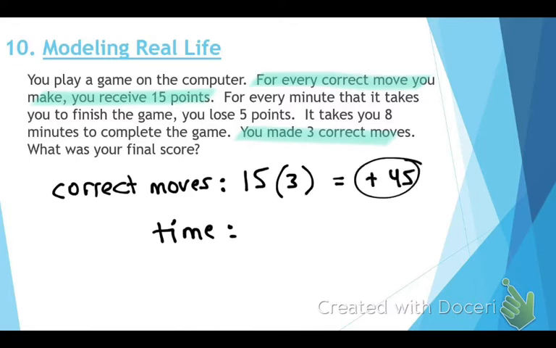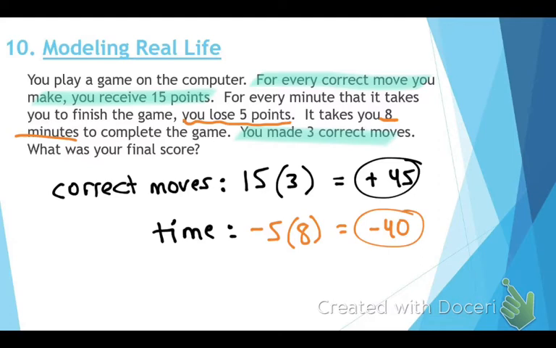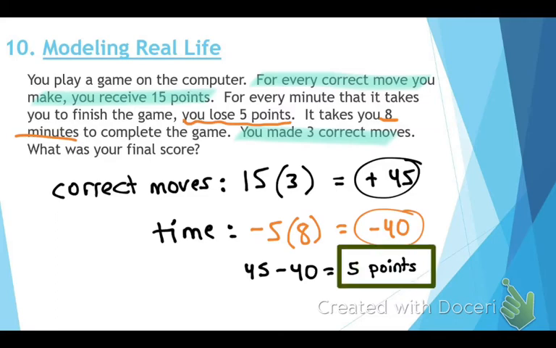My time. What does it tell me about my time? It takes you 8 minutes to finish the game. It tells us you lose 5 points. What integer goes for losing 5 points? Negative 5. And how many minutes did it take me? 8 minutes. Multiply it. What is that integer? Negative 40. So now you just combine those 2 scores, and you've got 45 minus 40. Your correct answer is? 5 points. Thank you for remembering units attached. The correct answer is 5 points.